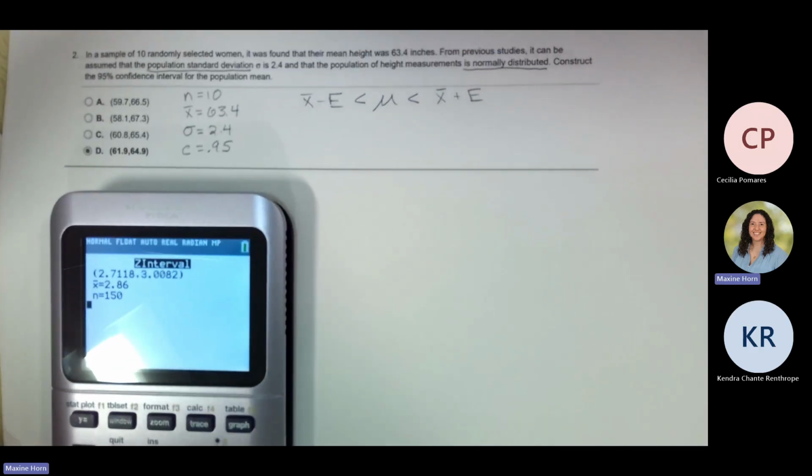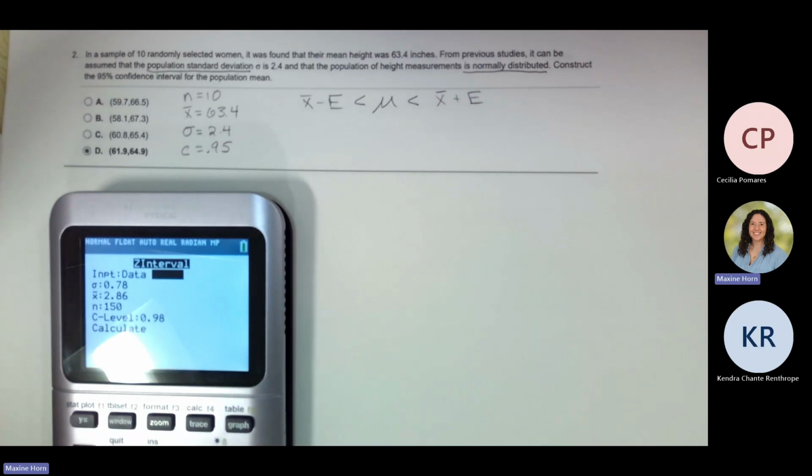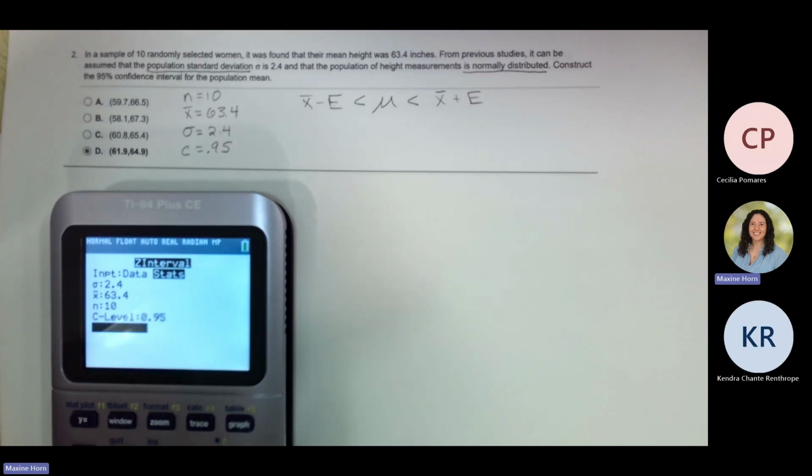Okay, there we go. So again, we're going to go stat, test, and then number 7, Z interval. And we're going to plug in the corresponding information. So our population standard deviation in this is 2.4. Sample mean is 63.4. Sample size is 10. And confidence level is 0.95.